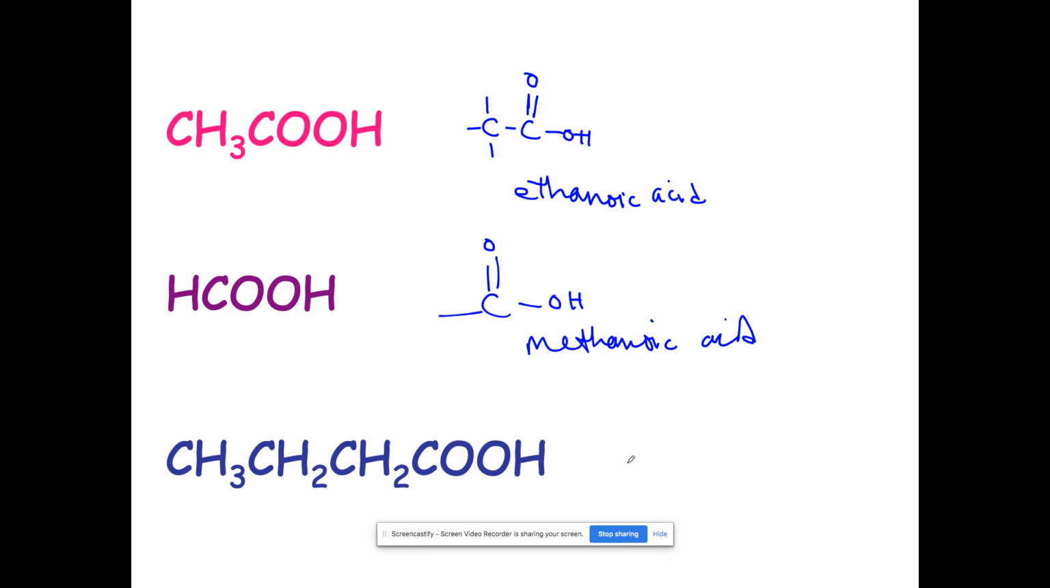CH3, CH2, CH2, COOH. You're going to get the hang of it. You're going to see COOH, and you're just going to know, oh, that's C double bonded O to an OH. Meth, eth, prop, but. Butanoic acid. Okay. Those are the organic acids.